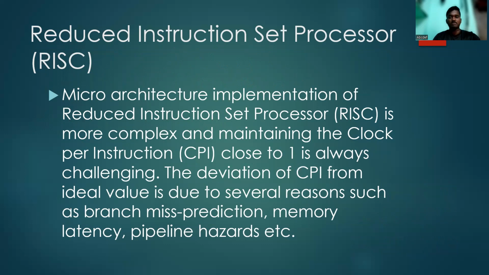It is more complex, and maintaining the clock per instruction, CPI, close to 1 is always challenging. The deviation of CPI from ideal value is due to several reasons such as branch misprediction, memory latency, pipeline hazards, etc.